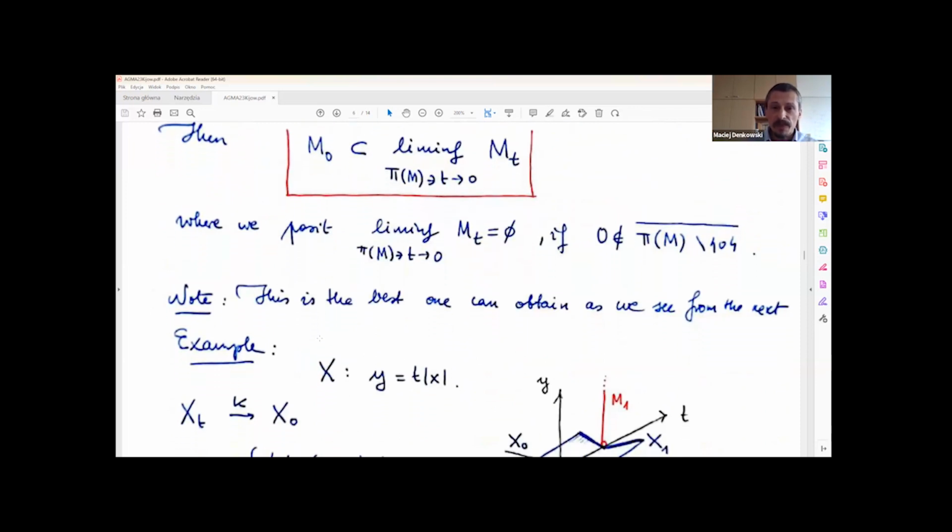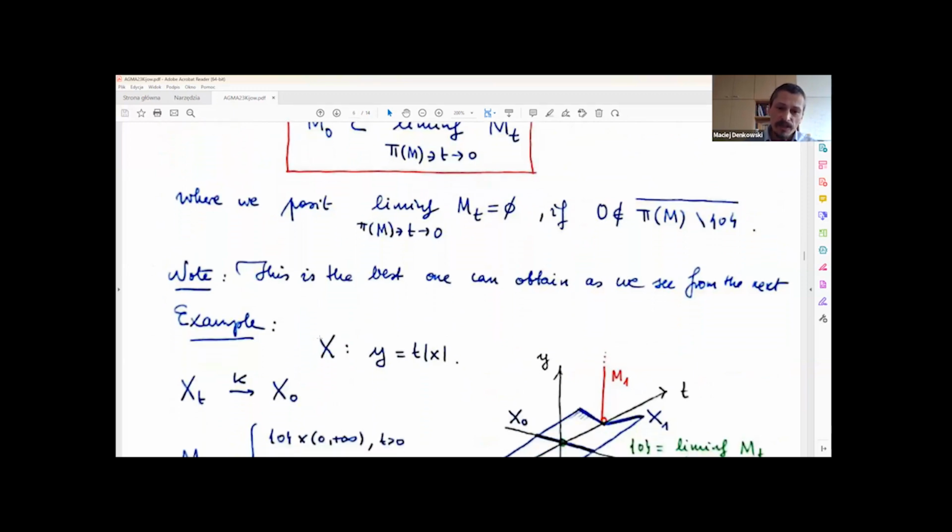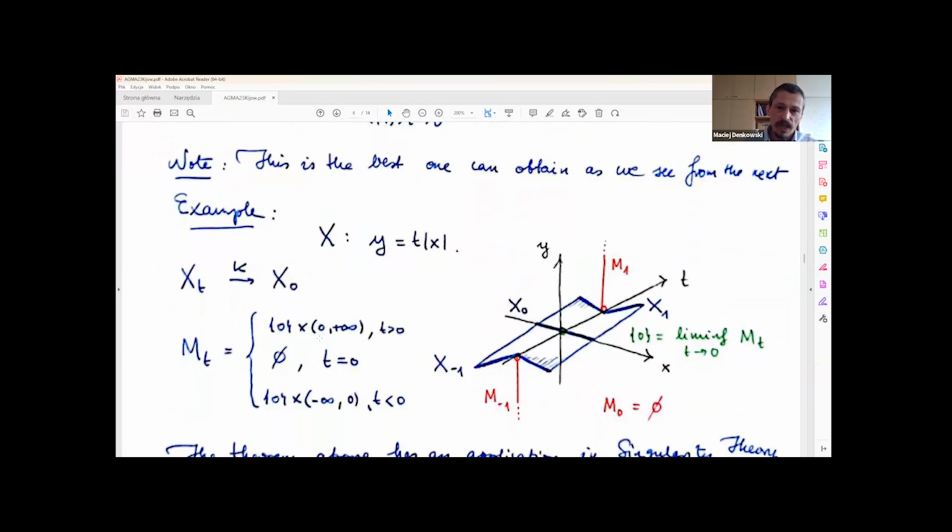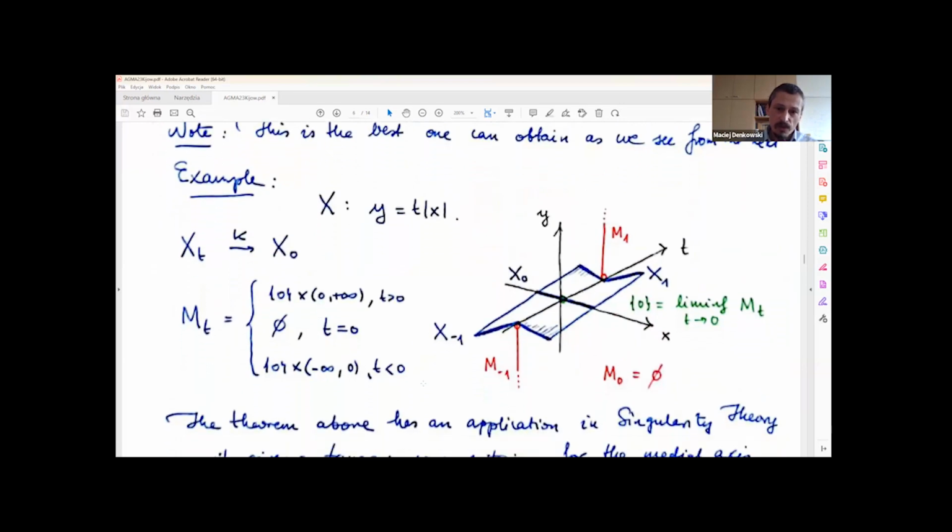And this result is the best one we can obtain in terms of stability, as we can see from this simple example in R3. So the parameter space is one-dimensional, this axis t. The sections live in the plane, right? And we have this X. X is given by an equation. Each section at t is actually the graph of the modulus, but of course with the two branches that change, right?